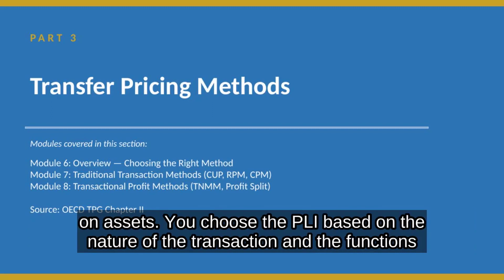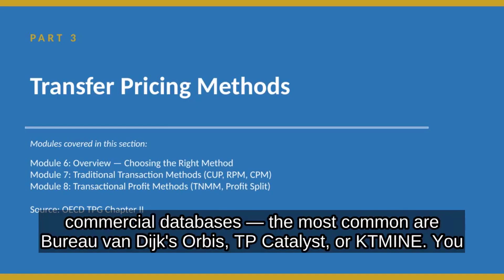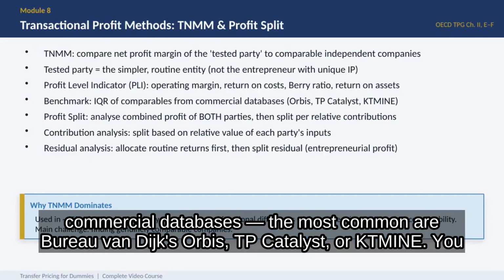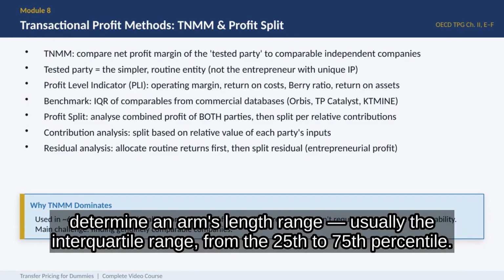Once you've selected the PLI, you search for comparable independent companies using commercial databases. The most common are Bureau van Dijk's Orbis, TP Catalyst, or Capemine. You calculate the PLI for each comparable over a multi-year period, typically 3 to 5 years, and determine an arm's length range, usually the interquartile range, from the 25th to 75th percentile.